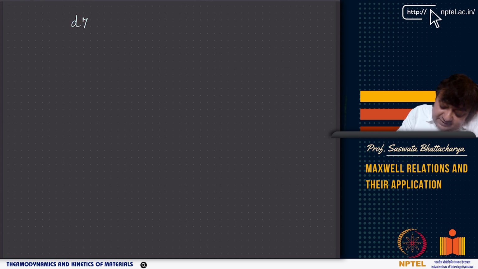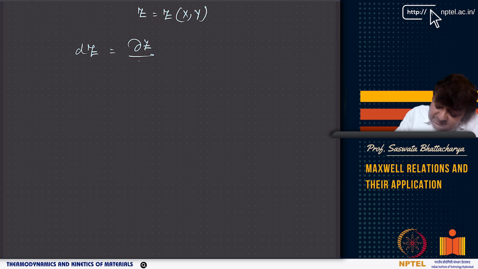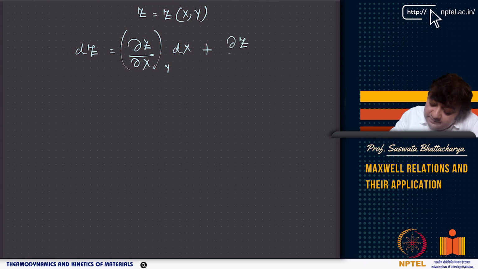dz, if z is a function of x and y, one can quickly write that dz equals del z del x. Again, just writing del z del x means that y is constant, right? Del z del x means y is constant, dx plus. So dz again is an exact differential. So this will be del z del y, x is fixed, and this is dy.